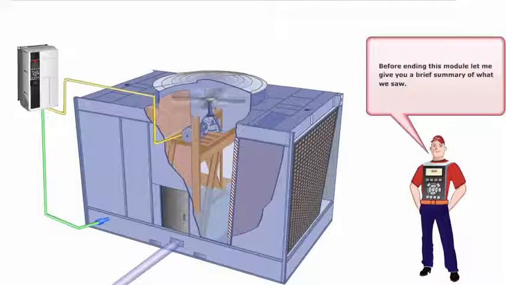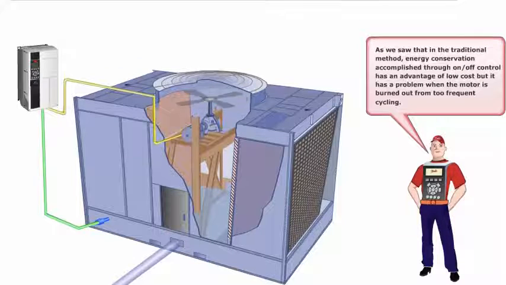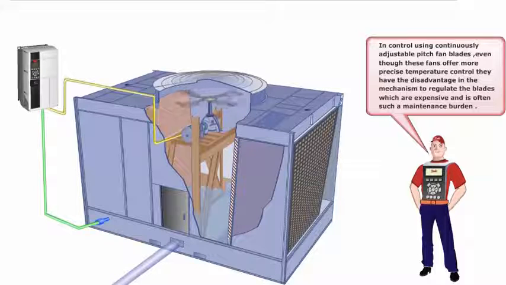Before ending this module, let me give you a brief summary of what we saw. In the traditional method, energy conservation accomplished through on-off control has the advantage of low cost, but it has a problem when the motor is burned out from too frequent cycling. In control using continuously adjustable pitch fan blades, even though these fans offer more precise temperature control, they have the disadvantage that the mechanism to regulate the blades is expensive and often a maintenance burden.